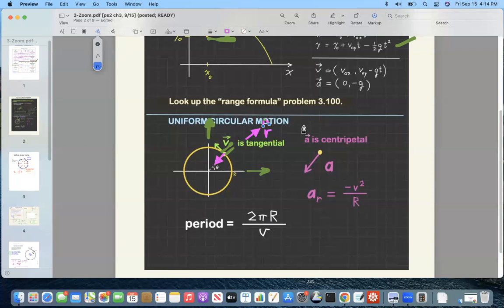So when an object moves around in a circle with a constant speed, it has an acceleration. But the acceleration is perpendicular to the velocity vector, so the velocity magnitude doesn't change. The velocity magnitude doesn't change, but the velocity direction is changing. And when there's a change in velocity, there's an acceleration. The acceleration is the rate of change of velocity.